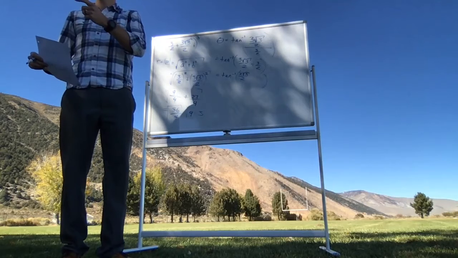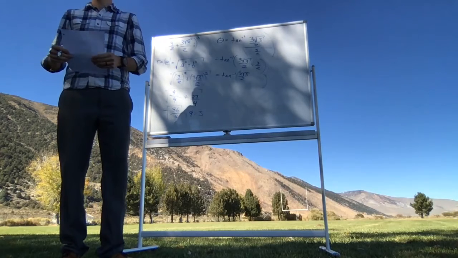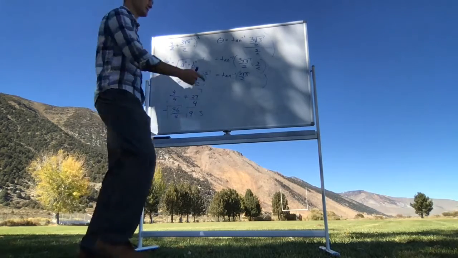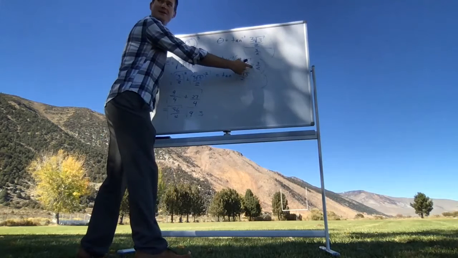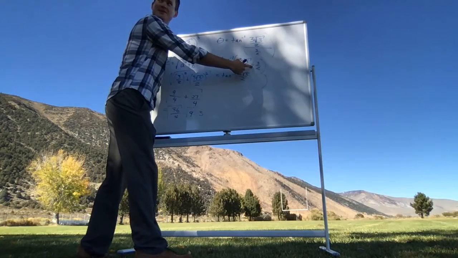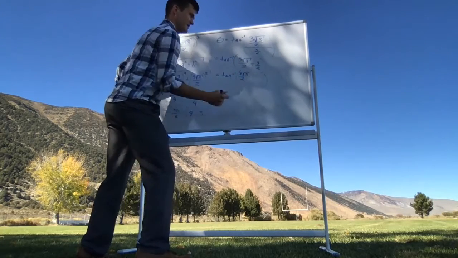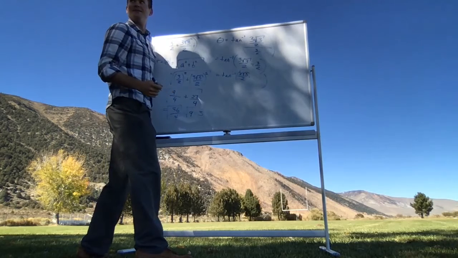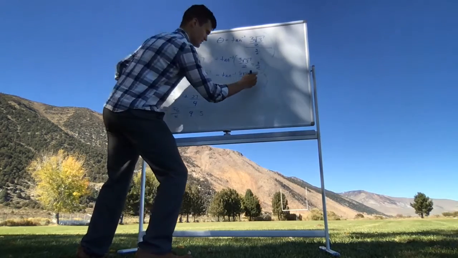Keep it, change it, flip it. There it is. So I kept it, I'm going to change it to multiply, and then I flip it: 2 over 3. There it is.